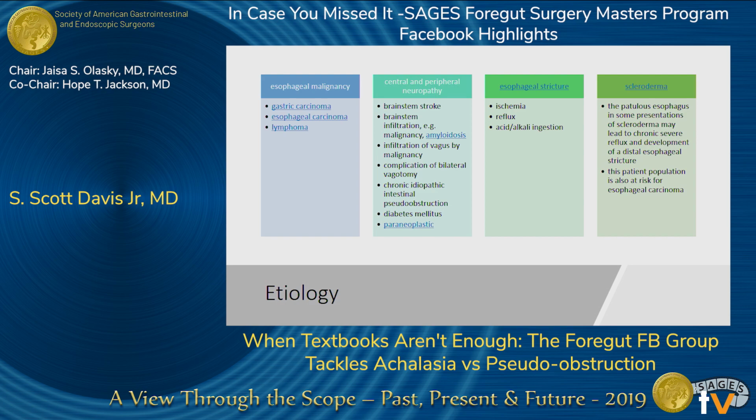ischemia, reflux, prior acid or peptic insults, and then scleroderma was mentioned a little bit already earlier, but scleroderma patients will have a patulous esophagus, which can be aperistaltic. A lot of times they'll have a lot of reflux symptoms, which can cause strictures, and this is more of a sclerosing problem.